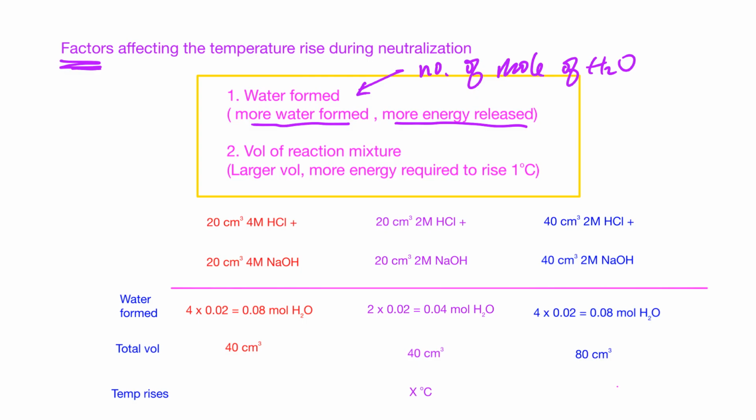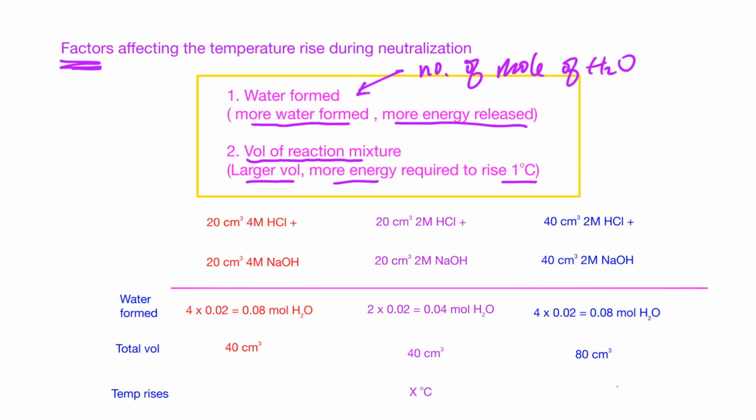But at the same time, you have to consider the volume of the reaction mixture, because the larger the volume, the more energy required to rise by 1 degree Celsius. That means if you have a larger volume, you actually need more energy to have the temperature rise. If you give them the same amount of energy, the temperature rise should be lower.